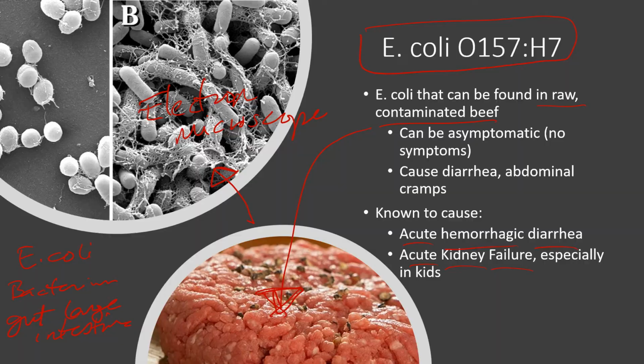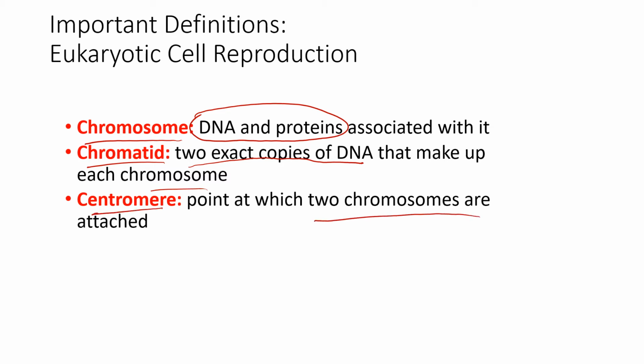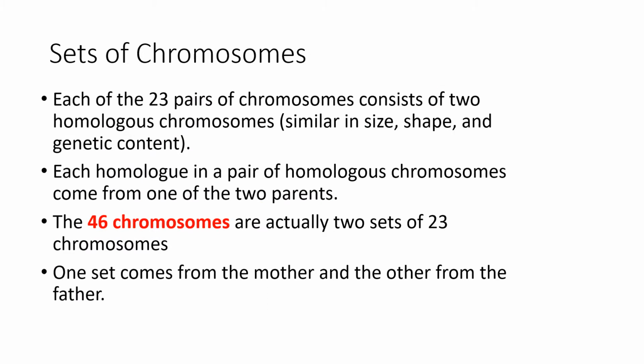So forget it. Eukaryotic cell reproduction. There are a couple of definitions we should be aware of. First one is chromosome, which is the DNA and the proteins associated with it. A chromatid, which is two exact copies of DNA that make up a chromosome, and a centromere, and this is the point at which two chromosomes are attached. So in terms of chromosomes, there's a set number, if you will.